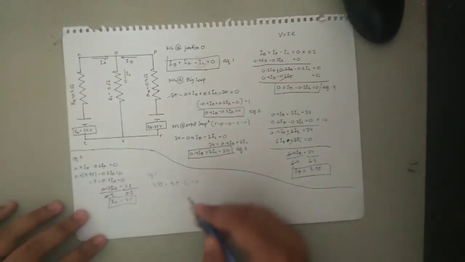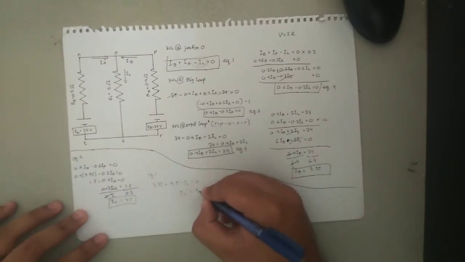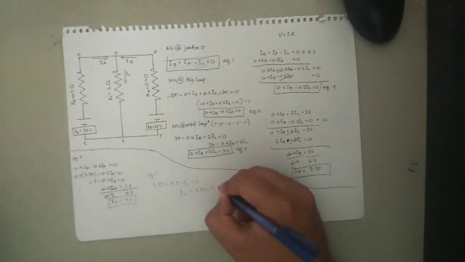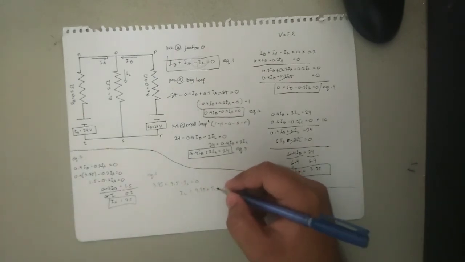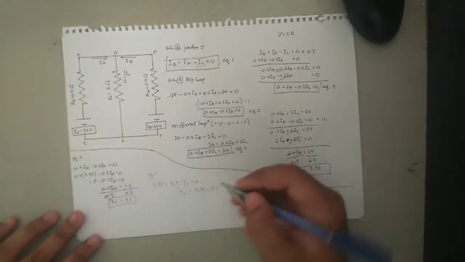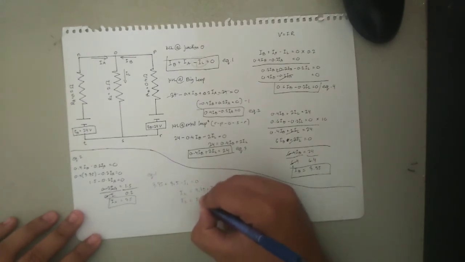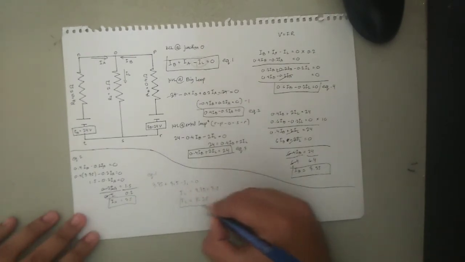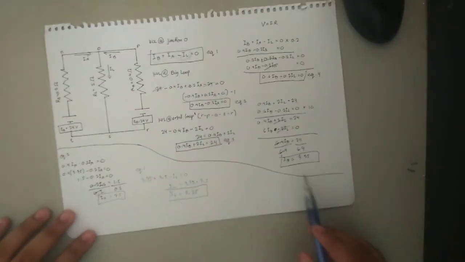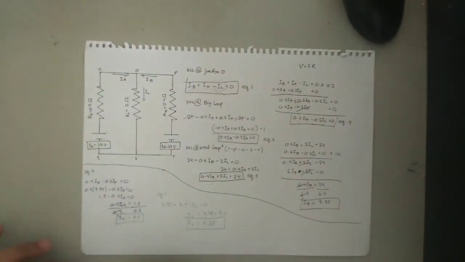And then transpose IL, that's going to be IL is equals to 3.75 plus 7.5. IL is equal to 11.25. So now we know the values of the 3 currents, missing currents in the circuit.